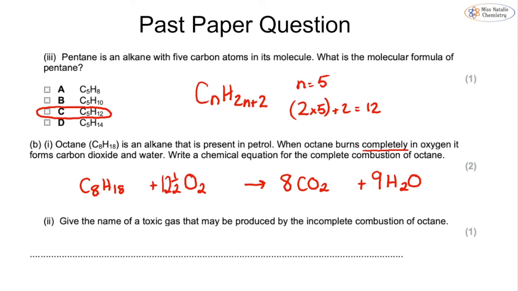In part 2, give the name of the toxic gas that may be produced by the incomplete combustion. Well, that's one that we know, we've covered multiple times. That is carbon monoxide for 1 mark.